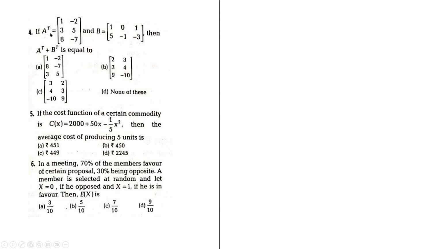Moving on, next question: if A transpose is equal to this matrix and B is equal to this matrix, then A transpose plus B transpose is equal to. Here A transpose is already given. We have to find A transpose plus B transpose. For that, let us find B transpose. So A transpose plus B transpose is equal to A transpose, which is 1, minus 2, 3, 5, 8, minus 7, plus B transpose, the transpose of matrix B. The first row becomes the first column and the second row becomes the second column.